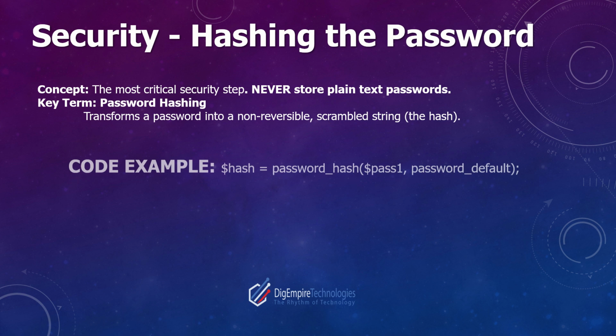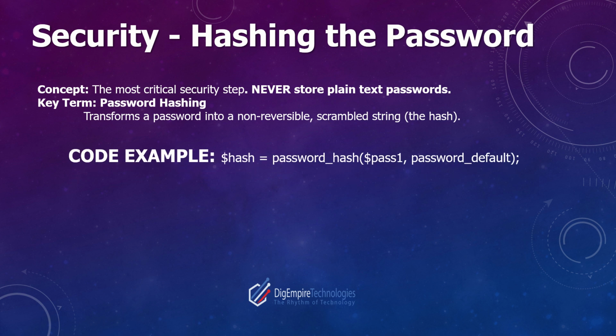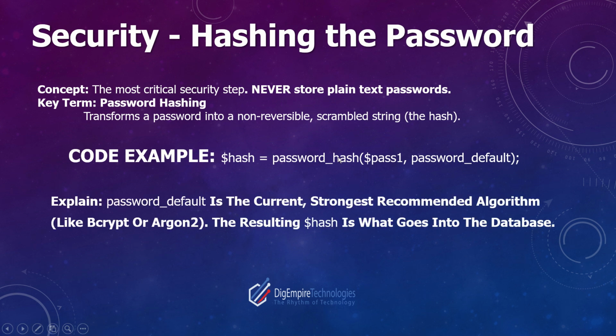So now, the example of putting up a hash security feature in our system, we use hash equals password_hash, password, PASSWORD_DEFAULT. Now let us look at the meaning of this particular PASSWORD_DEFAULT. So PASSWORD_DEFAULT is the current, strongest, and recommended algorithm like Bcrypt or Argon2. So the resulting hash is what goes into the database.